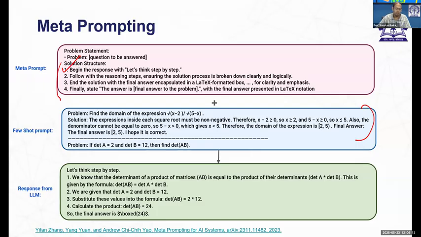What is the second step? We are given the determinant of A is equal to 2 and determinant of B is equal to 12. Okay. Then substitute these values into the formula, you will get 2 multiplied by 12. And then you calculate the product value, which is 24. What is the final answer? You are telling it to put that answer into the box and give the answer. So it gives you the answer in the box, that is 24.